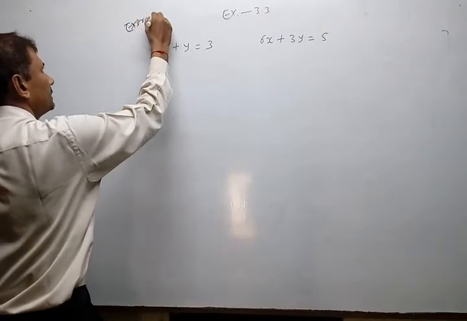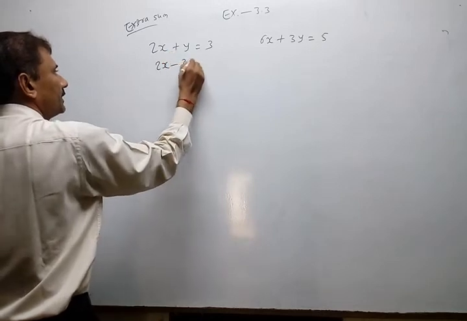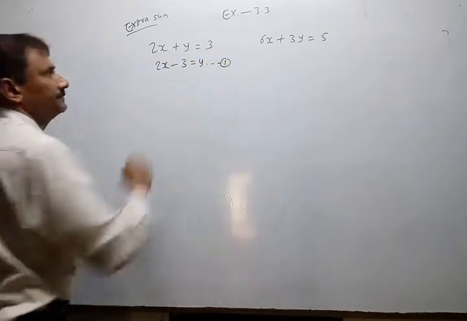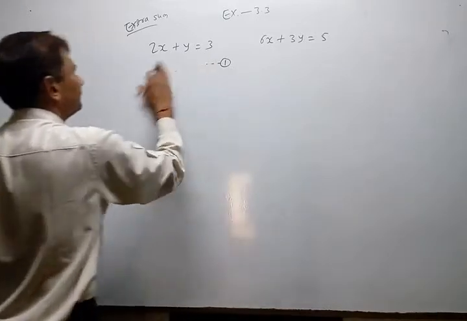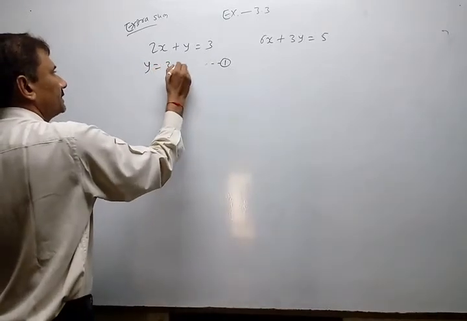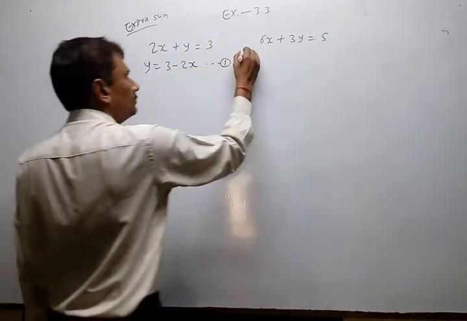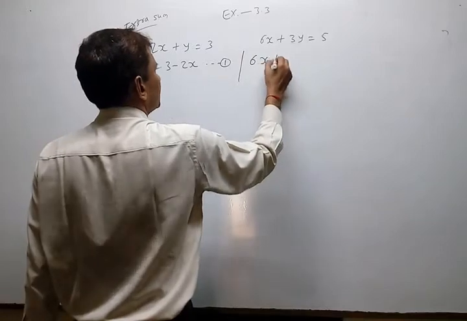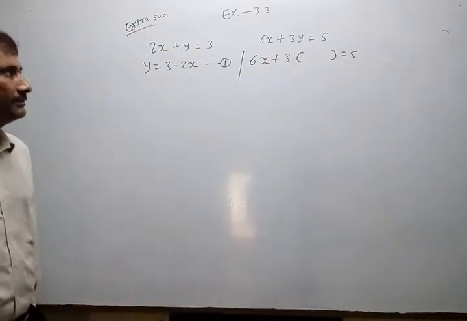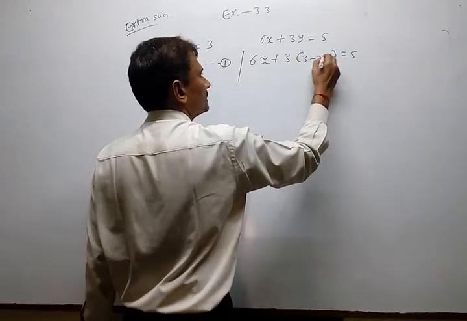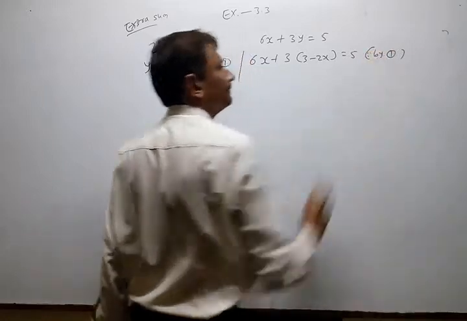Don't look at the textbook. I again try to get the expression of y from equation number 1: y equal to 2x minus 3. Sorry, y equal to 3 minus 2x. Now in 6x plus 3y equal to 5, instead of y, write 3 minus 2x, and write it down by number 1.